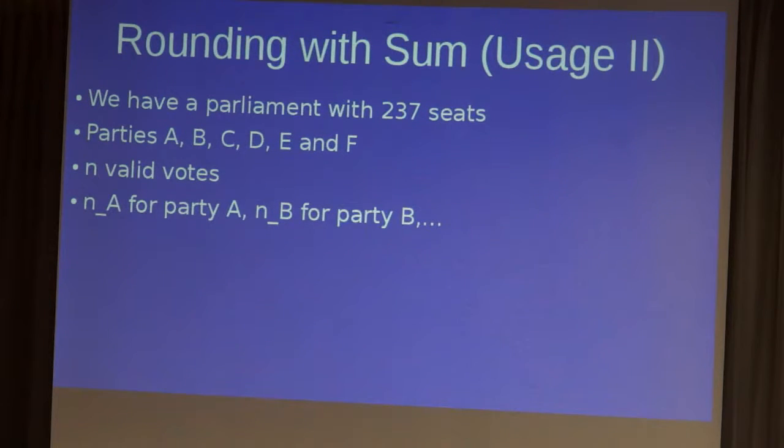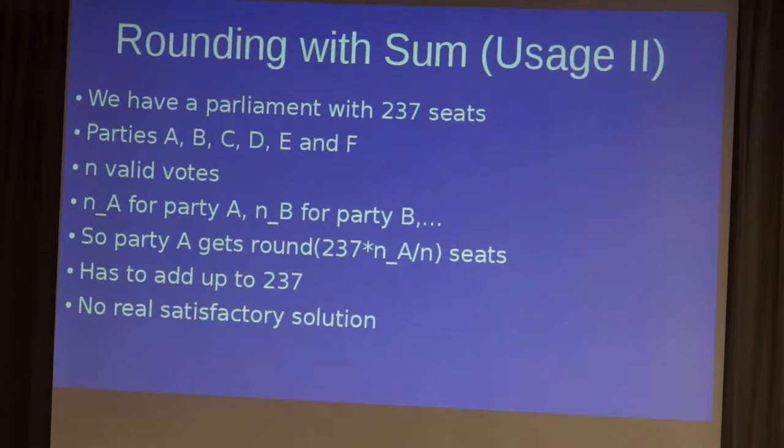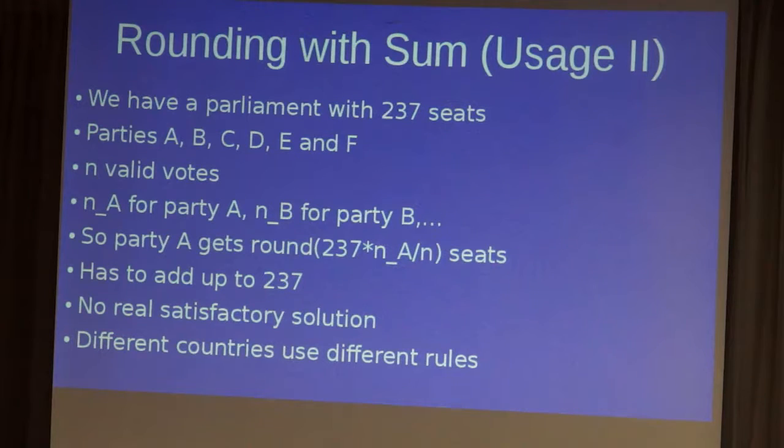And not that party A gets everything, but really the way that it's done now, yeah? And so it's quite easy. We take 237 times NA divided by N. Yeah, and we round it. Now the problem is, if we apply any of the roundings that we have seen on the pages before, no matter what, you will always find cases where it doesn't add up to 237. Yeah? So that's the problem, and we have to deal with it. So it's something that doesn't really work satisfactorily.